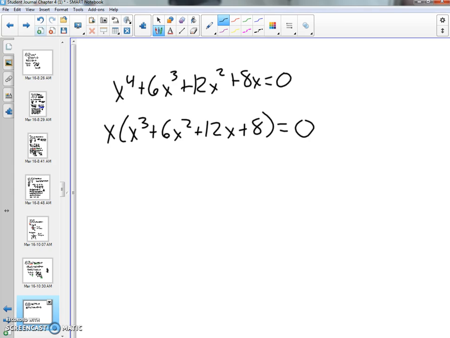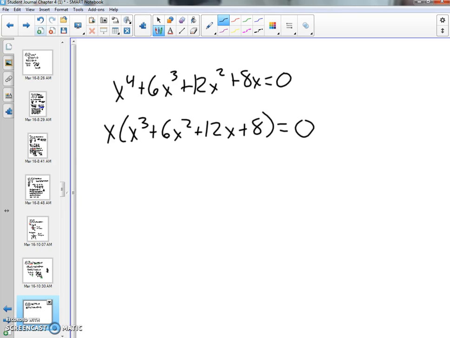And then from there, I have 4 terms, so I'm thinking about factoring by grouping. So if I do that, and I take an x squared out, I would have x plus 6, plus I can take 4 out, and I'd have 3x plus 2. These do not match up, so factoring by grouping did not work. So what I have to try now is using the rational root theorem.